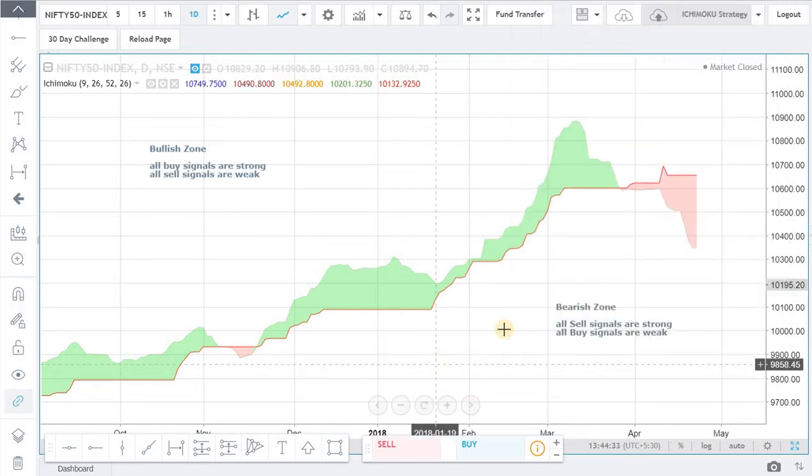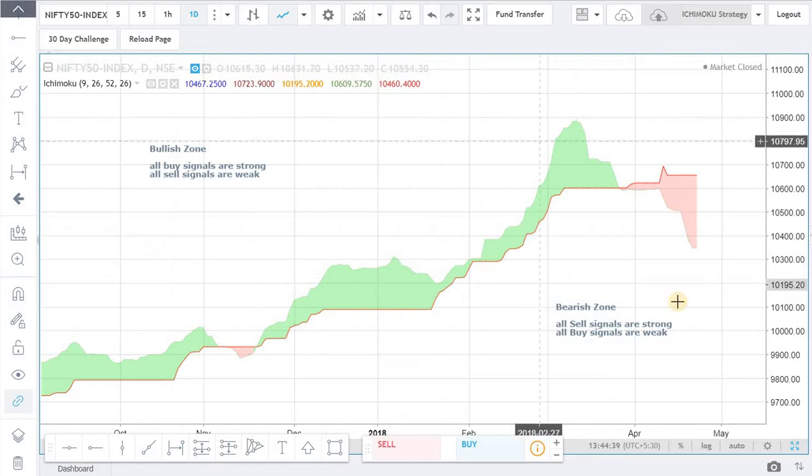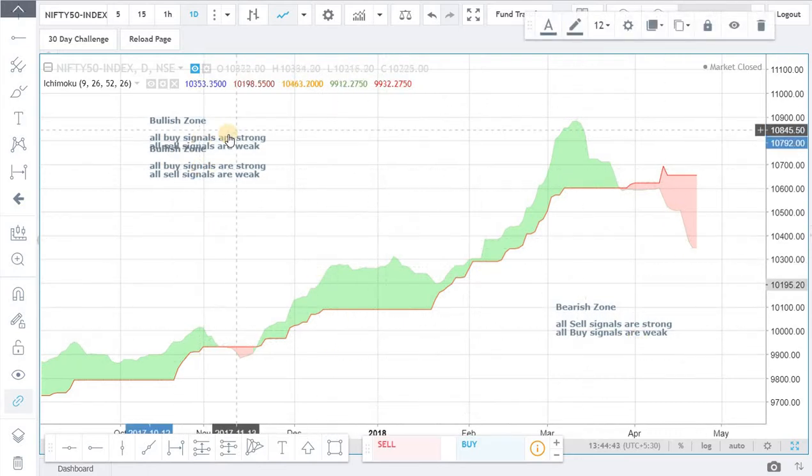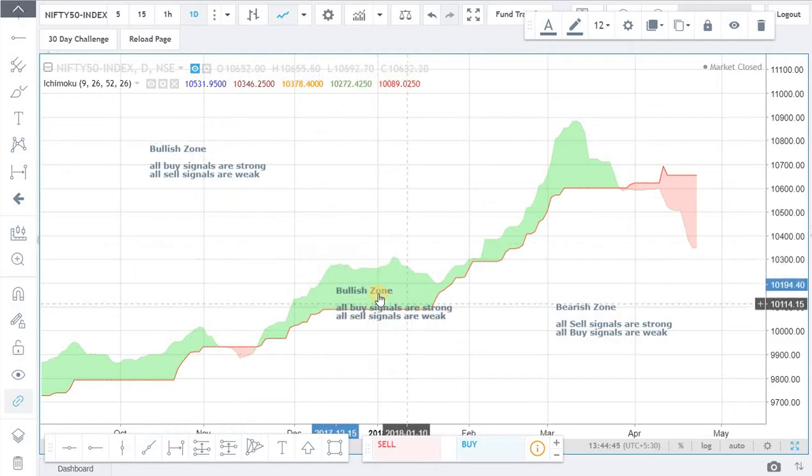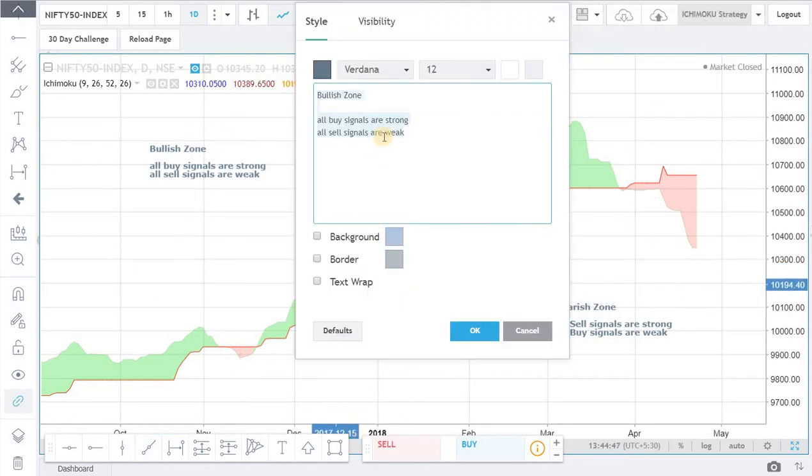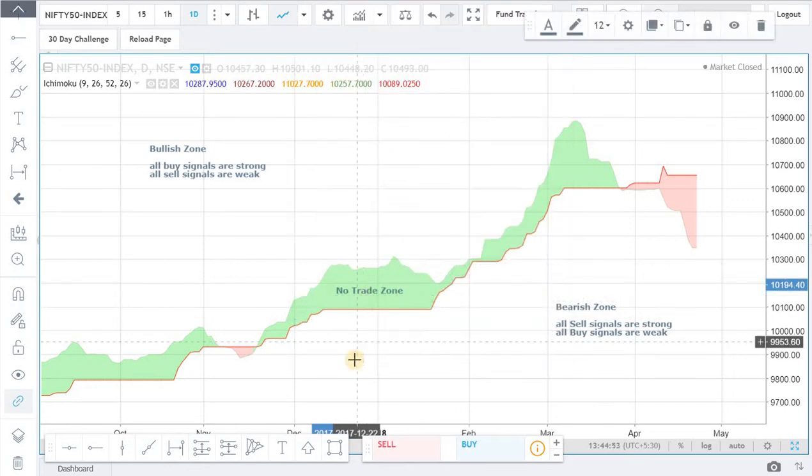Now, what do you mean by buy signals and sell signals? I will explain in the next slide, but this is a fairly easy thing to understand. And the last, of course, I forgot, is your no trade zone.